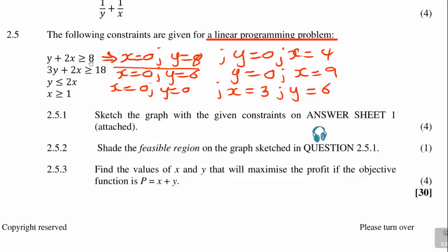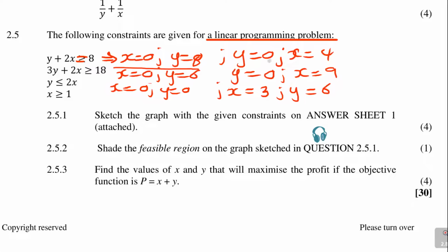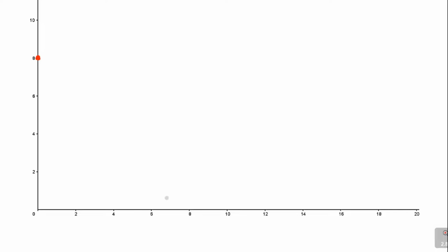So let's start with the first one. The first one, y plus 2x is equal to 8. You start with an equal sign here. When x is 0, y is 8. That's the first part. The other one, when y is 0, x is 4. So when y is 0, x is 4. There is the point. And then what you do, you draw this line.